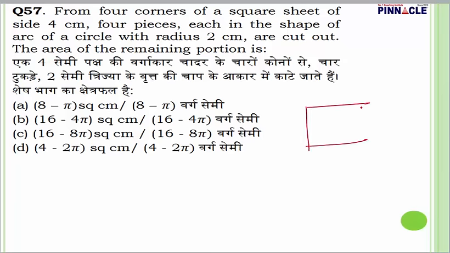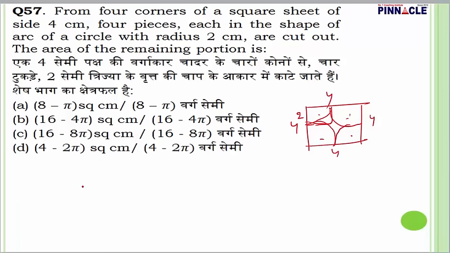4 cm. And at each corner, four pieces each in the shape of an arc of a circle with radius 2 cm. That is, this is 2 cm. This is 2 cm. This is 2 cm. And this is 2 cm. So like this, you can say a complete circle is coming out having radius 2. So area of the remaining portion would be how much?